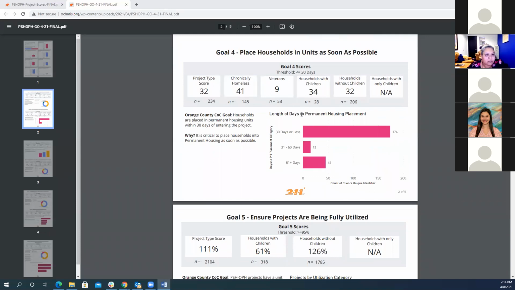All right, next goal is looking at households, how quickly households are being placed in units after they enroll. So this is looking at new enrollments during the reporting period and how long it's taking. And it looks pretty good. The majority of clients are being enrolled or placed in a housing unit within 30 days of enrolling, which is great. So we're doing pretty well in this measure.